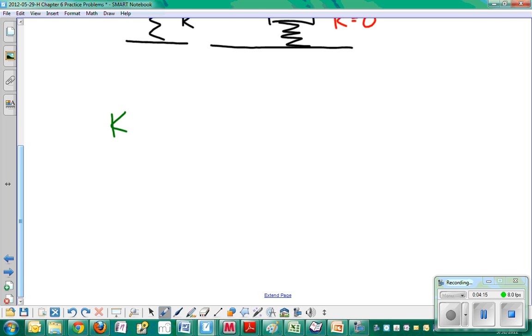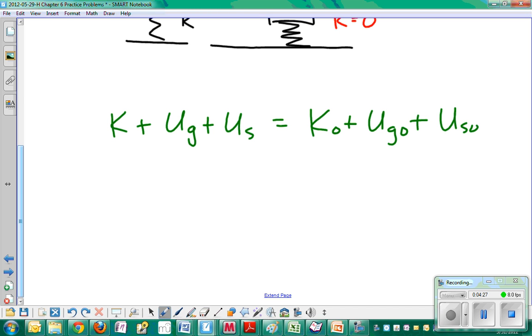We've got kinetic energy plus gravitational potential energy plus spring energy is equal to K naught plus UG naught plus US naught. UG is gravitational potential energy, US is our spring potential energy. All right, what's our first simplifying step? K's go away. Fruit Ninja. Yeah! All right. So now, there's something else that is 0 somewhere in here. Be careful, because how many things are also 0?